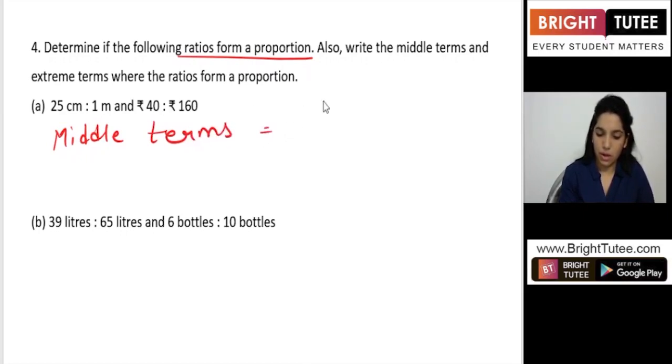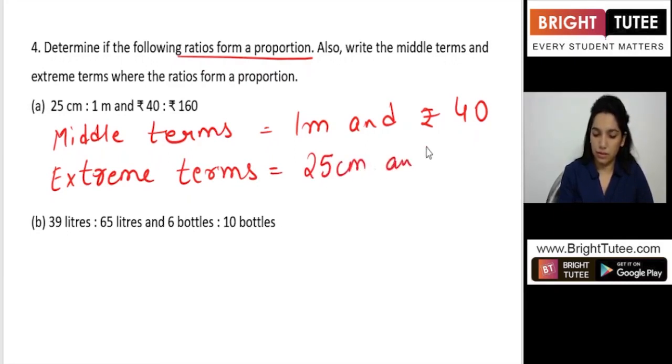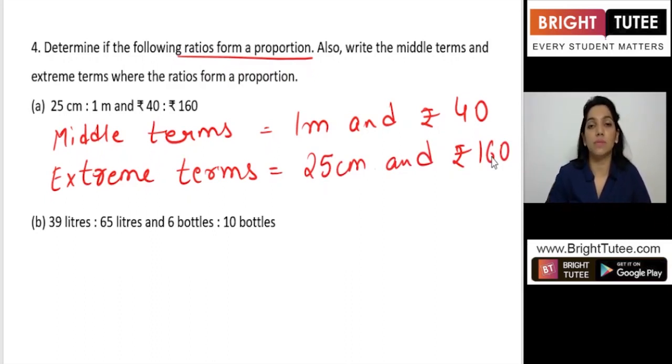It is 1 meter and 40 rupees. And what are the extreme terms? The extreme terms are 25 centimeter and 160 rupees. Okay, these are the middle terms and the extreme terms where the ratios form a proportion.